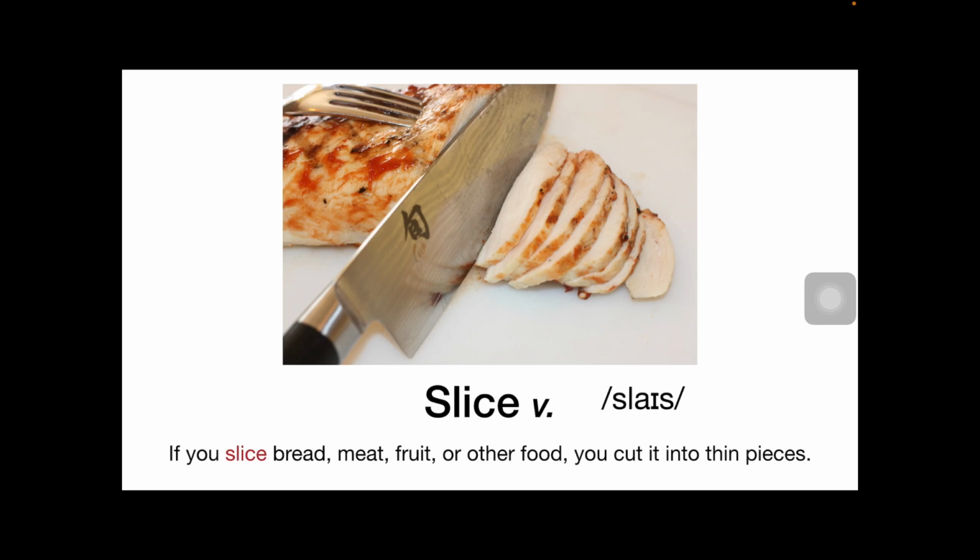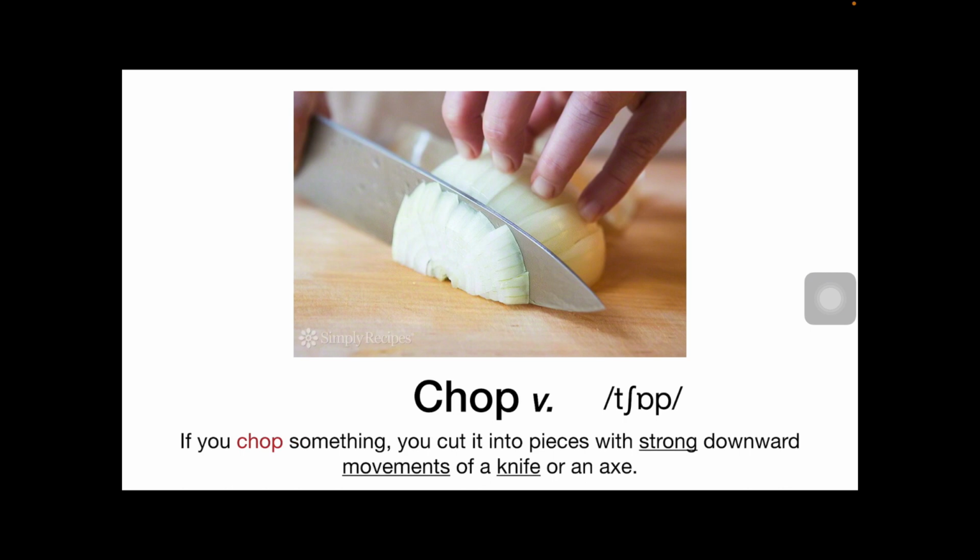Thin pieces, as you can see in the picture, right? Very thin pieces of meat. Next to slice is chop. Chop. If you chop something, you cut it into pieces with strong downward movements of a knife or an axe. So for example, you can see in the picture, just cut it downward. And what's the difference with slice? When you slice things, the piece is thin, but when you chop, you don't need it to be thin.